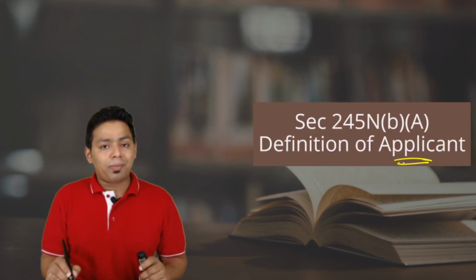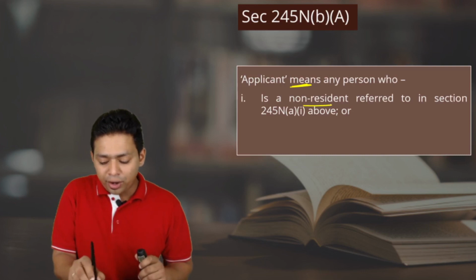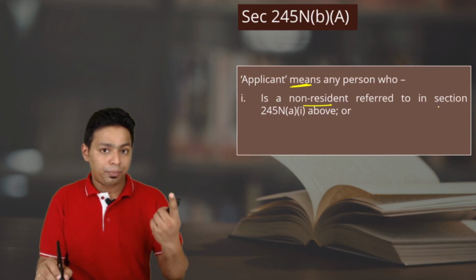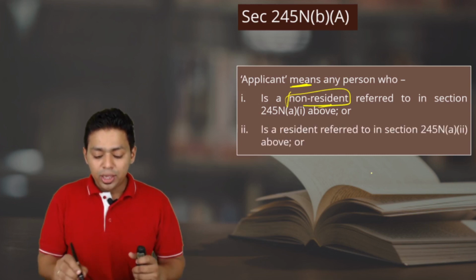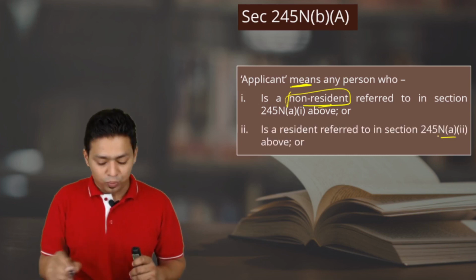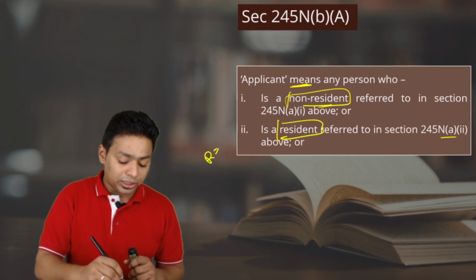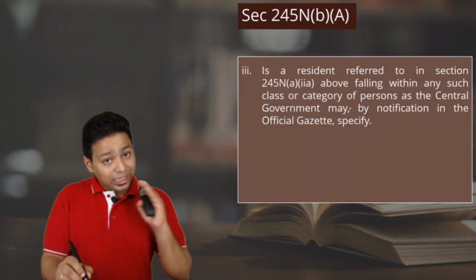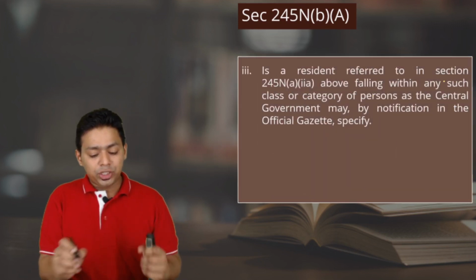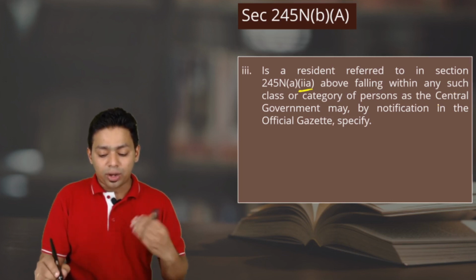Now look at the definition of applicant. That was the definition of transaction. Now look at the definition of applicant. Applicant means any person who is a non-resident referred to in clause 1. Please understand, as I told you, in clause 1 it was a non-resident, or is a resident referred to in clause 2. So in clause 2 it is a resident, but resident in relation to a transaction with a non-resident.